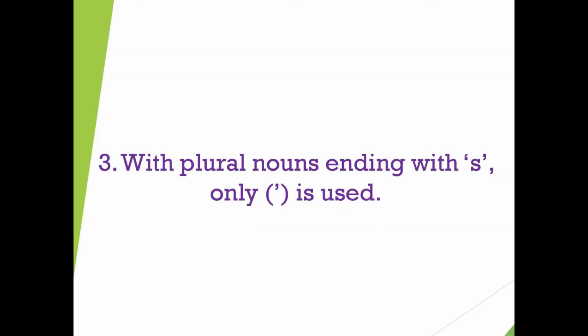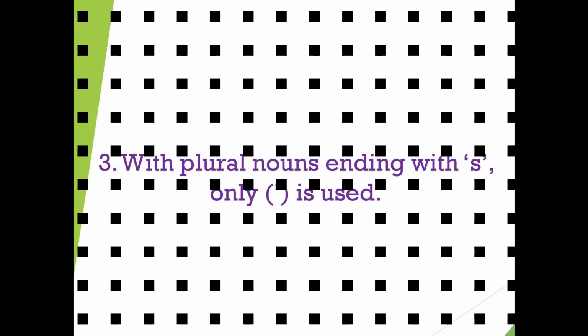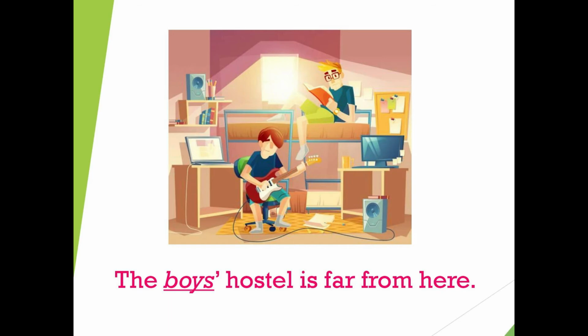Rule number 3. With plural nouns ending with s, only apostrophe is used. Now, second kind of nouns are plural. We have read that whenever we form plural with some nouns, we insert s or es with them. So what are we going to do if we want to show their possessive case? Have a look. We will only use apostrophe with that plural noun.